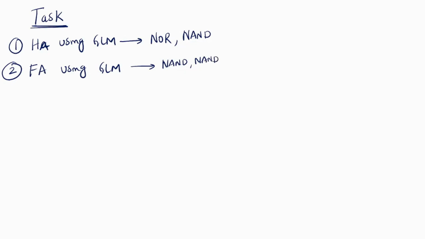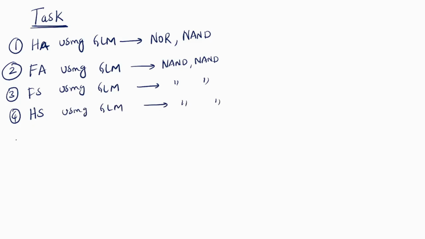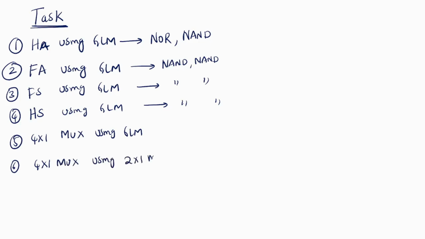We realized this in digital also. Similarly, full subtractor using GLM by using NAND and NOR, and next half subtractor using GLM. 2 cross 1 mux I already told, and next 4 cross 1 mux using GLM, and next 4 cross 1 mux using 2 cross 1 mux using GLM.